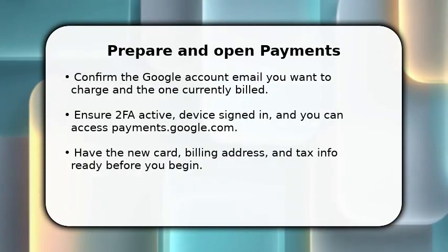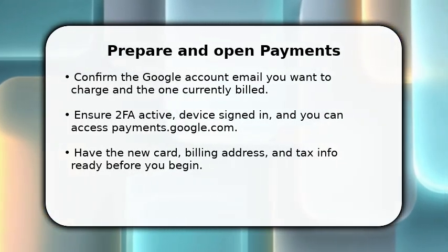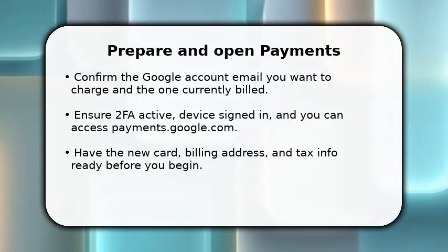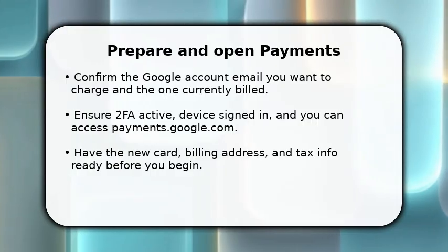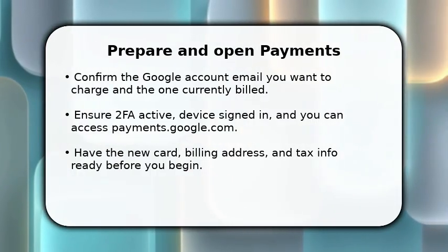You start by getting essentials ready. Confirm which Google account will pay and which currently handles charges. Once done, sign into the target account on your desktop or phone and open payments.google.com. Make sure two-factor authentication is working and your device is verified.